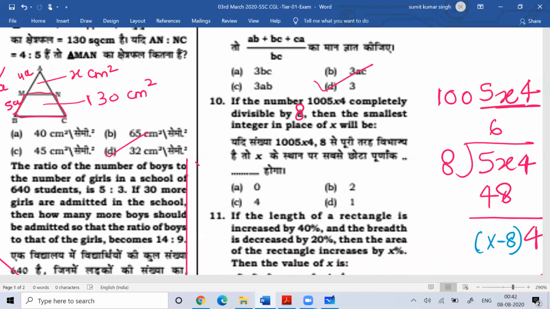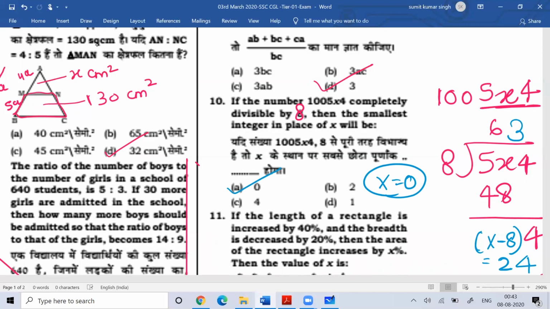Okay, so imagine if your x is 0, then 50 minus 48, this would be equal to 2. So 0 minus 8, this would be 2, and then 24 would be divisible. So they're asking you the smallest integer in place of x. So the smallest integer should be 0.